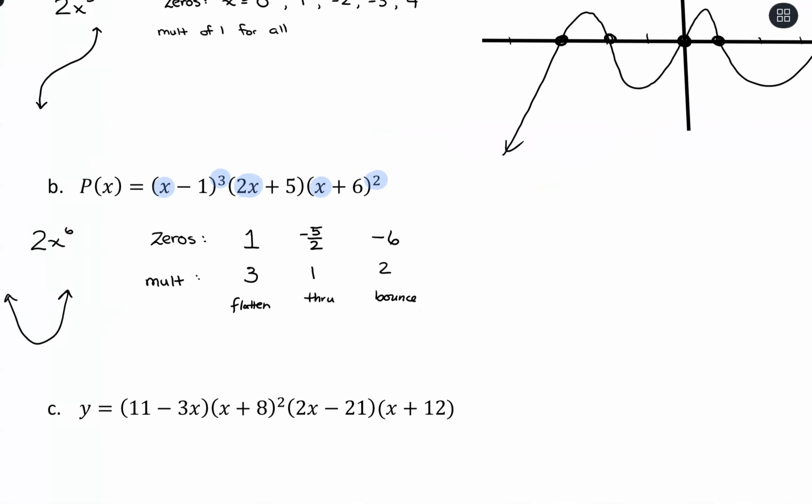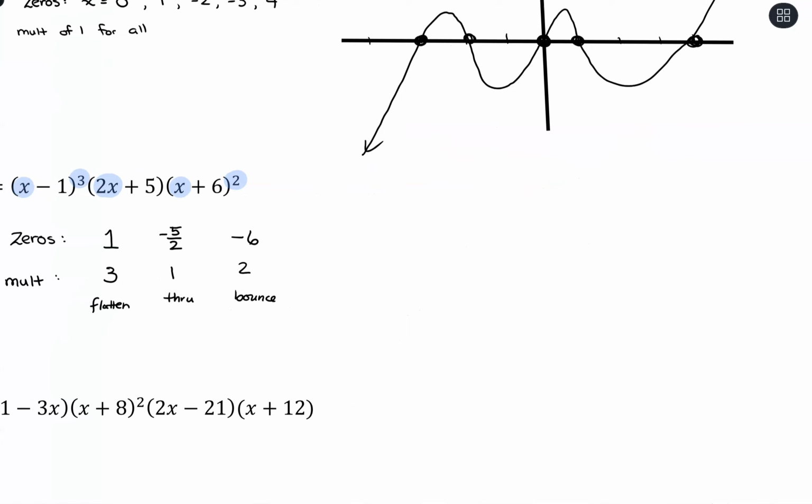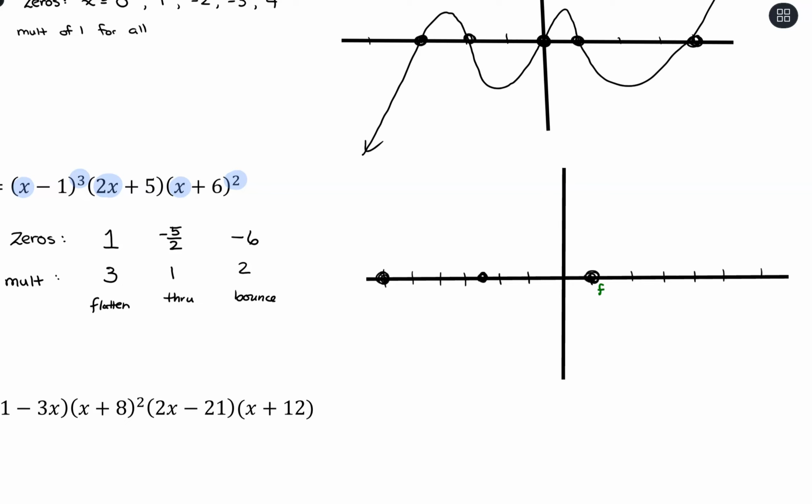What I like about these is if you know that long run behavior, it should match up so you end up on the correct side of the axes. So let's see, 1, 2, 3, 4, 5, 6. 1, 2, 3, 4, 5, 6. So we have a +1, a -6, and -5/2. And I'm just going to make notes to myself. So at +1, that's where we're going to flatten. At -6, that's where we're going to bounce. And we're going to go straight through at the -5/2.